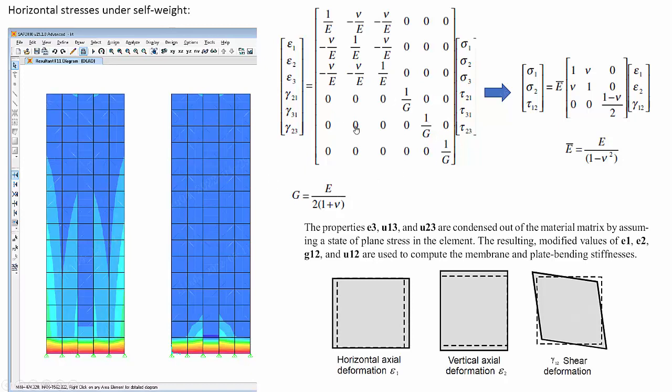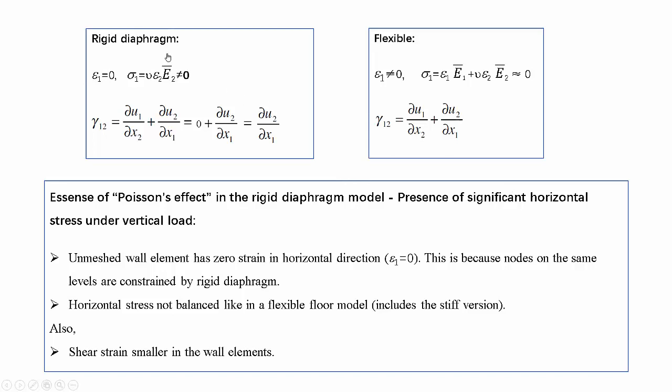This is a wall element strain-stress relationship. The CSI's analysis reference says that static condensation is used to simplify the relationship from this one to this one, with the three strain components being 2 axial strains and 1 shear. Now, in the rigid diaphragm model, due to the fact that the wall members' top and bottom nodes are constrained respectively on the level, the horizontal strain should be 0, while the horizontal stress, on the other hand, is equal to this, and it's by no means 0.